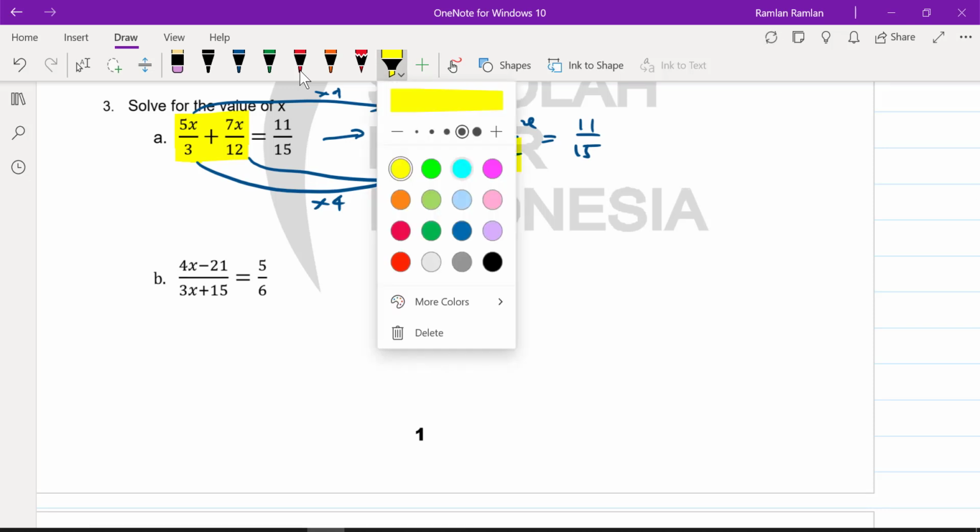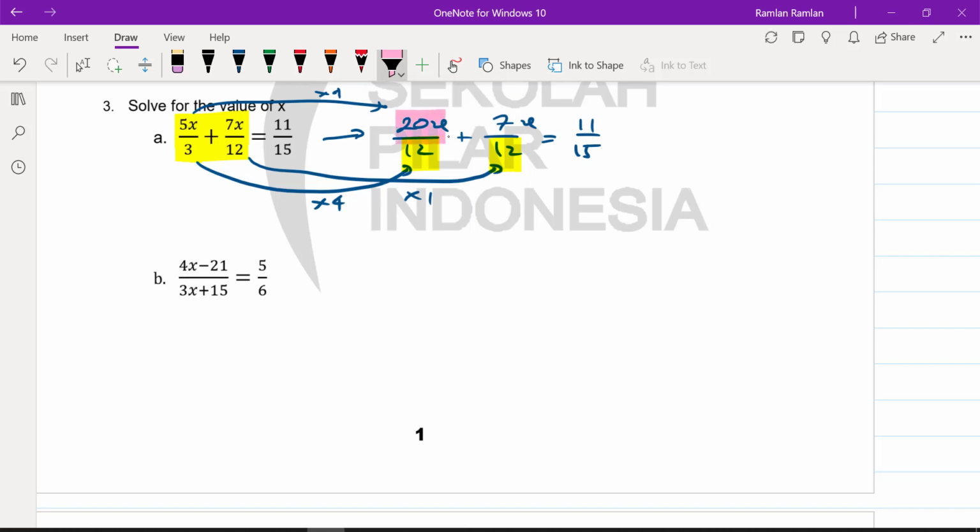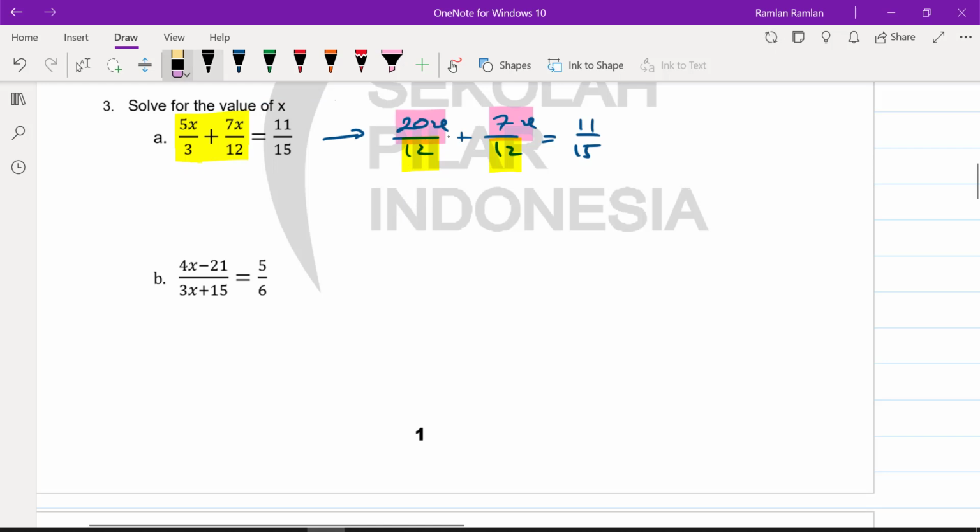After doing that, we can go straight and add the numerators, which are 20x and 7x. In here, we can simplify it. I'm gonna erase this one, guys. Okay, so that'll be 27x over 12. Yeah, 27x over 12, and it'll be equals to 11 over 15. Okay, now we have a single form, right? A single term on the left side and a single term also on the right side of the equal sign.